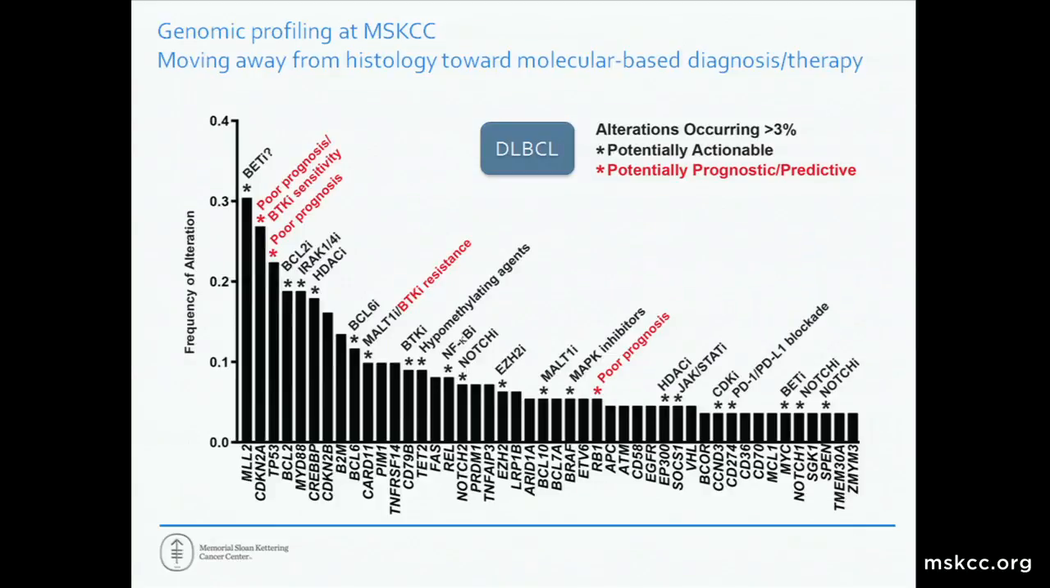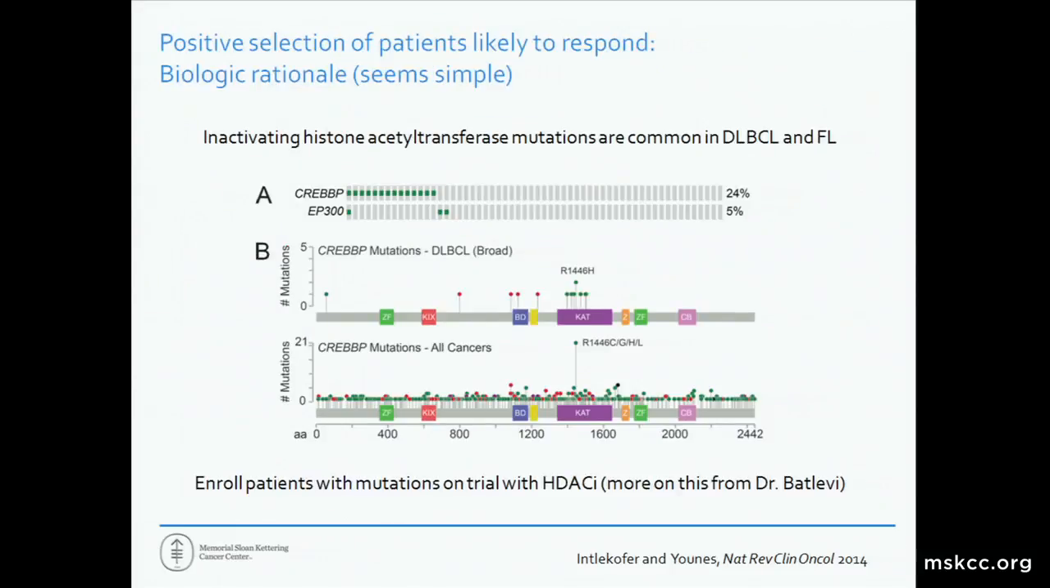We have sequenced hundreds of patients here at MSK. This is showing some of the data we have for DLBCL. And what we find is that in the majority of cases, we find alterations that are either potentially actionable therapeutically or have some prognostic or predictive relevance. However, how are we bringing this into actual treatment paradigms?